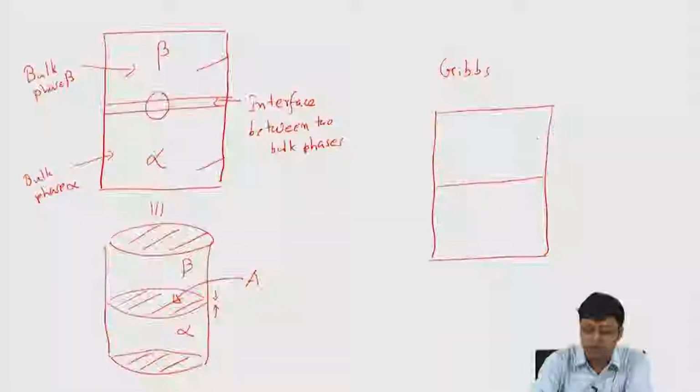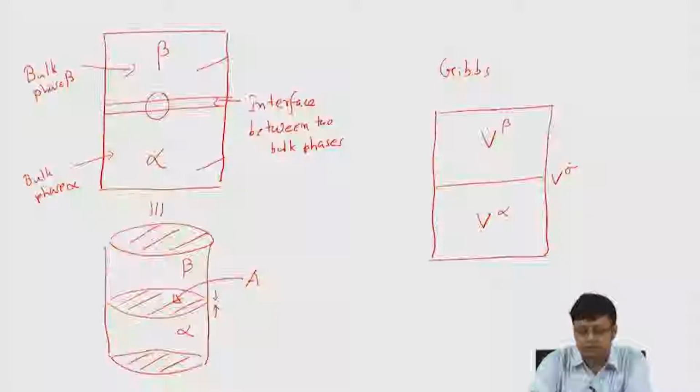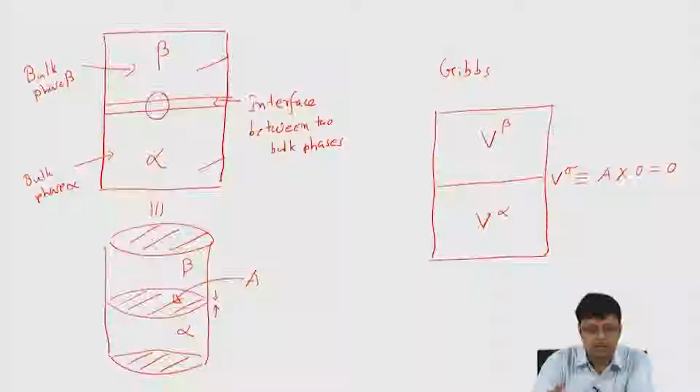Now, this will be very important. The volume of the alpha phase we call V alpha, the volume of the beta phase we call V beta, but the volume of the interface, which we denote as V sigma, is nothing but 0, because the thickness is 0. It is nothing but the area times the thickness, which is 0, and that is why it is 0. Now, we will be discussing the thermodynamic properties of this interface.